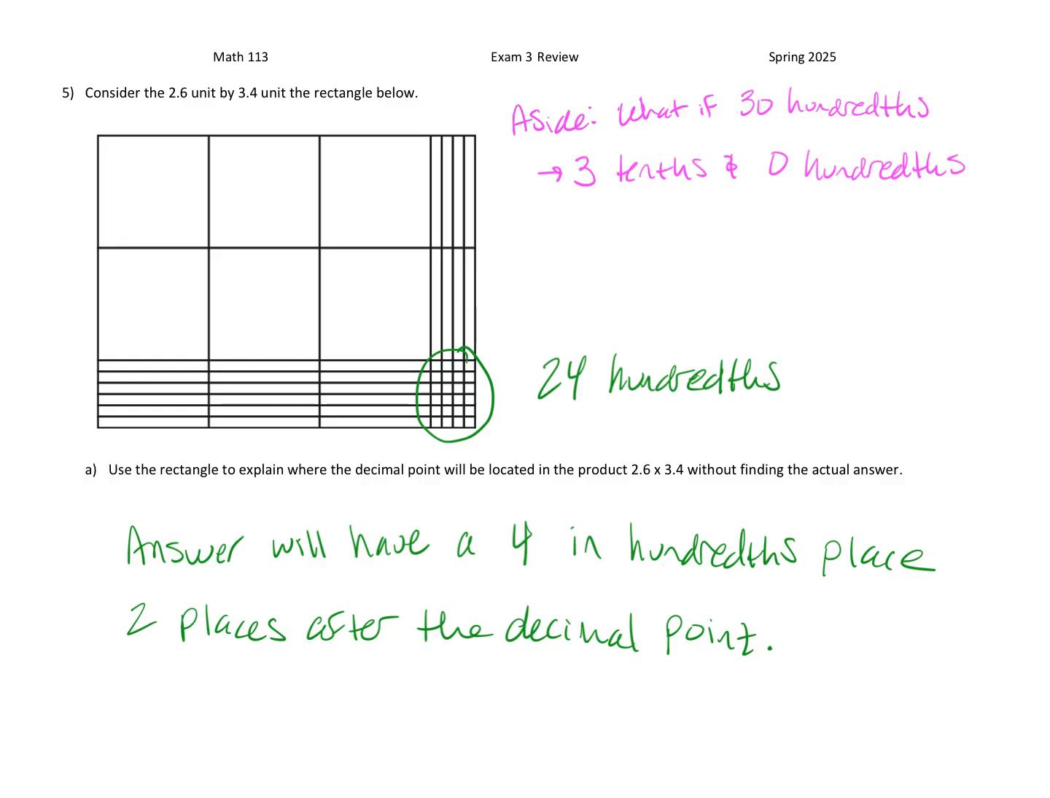So the answer would have only tenths. There would be no digit in the hundredths place because there are 0 hundredths. So the answer will only have one place after the decimal.